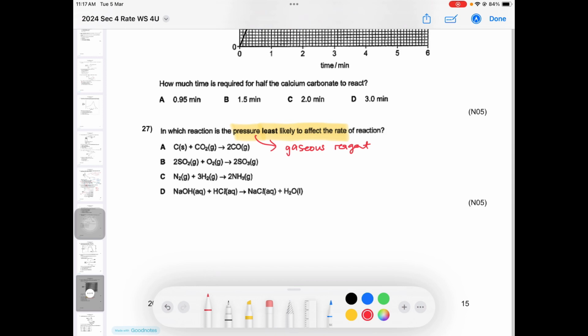In this case, you can see option A has a gaseous reagent. Option B, both reagents are gaseous, same as option C. So for these, yes, pressure would affect the rate, because I can change the pressure of the gases. But in the last option, none of the reagents are gases. So definitely pressure will not affect reaction D.